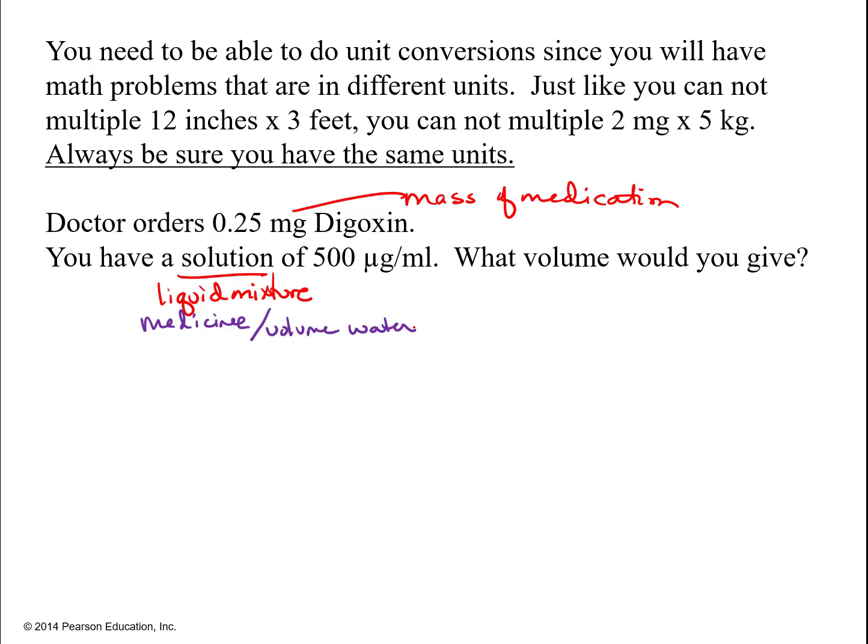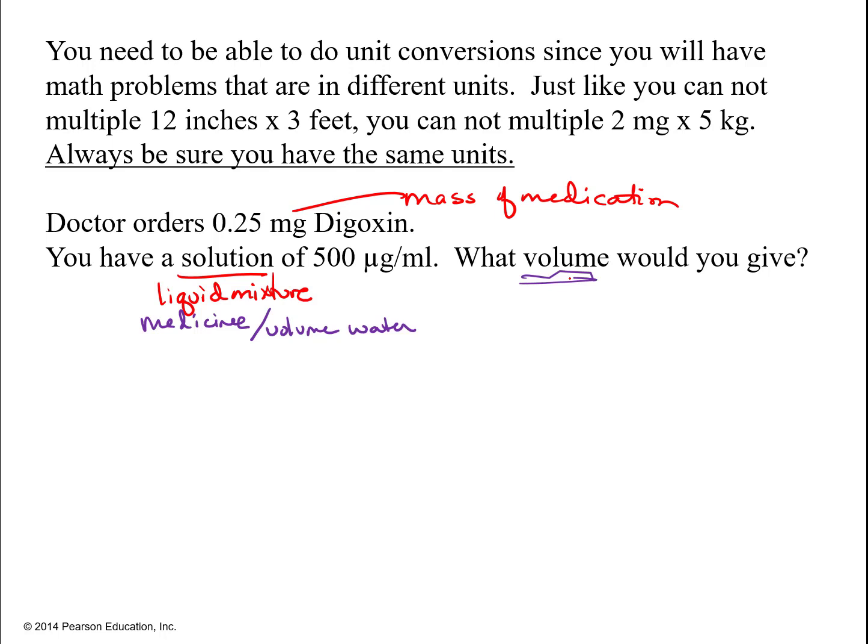If you see micrograms or milligrams or something per mL, then you know that this is some amount in a liquid volume. So the volume I want to figure out is milliliters. If I can get my units to cancel, just like a unit conversion, I'm really going to use that solution as a unit conversion to cancel the mass amounts and figure out milliliters. But just like I said, you can't multiply 12 inches times 3 feet. You have to convert the 12 inches to feet, or the 3 feet to inches. You can't multiply unless the units are the same.